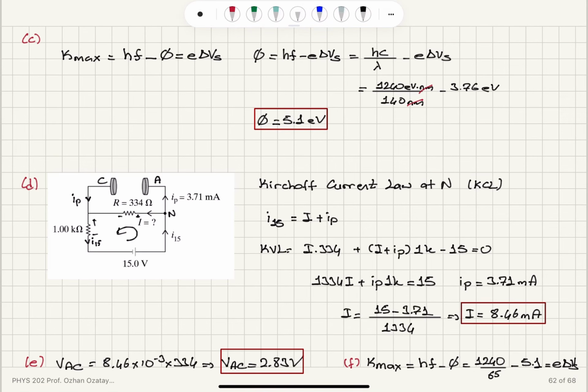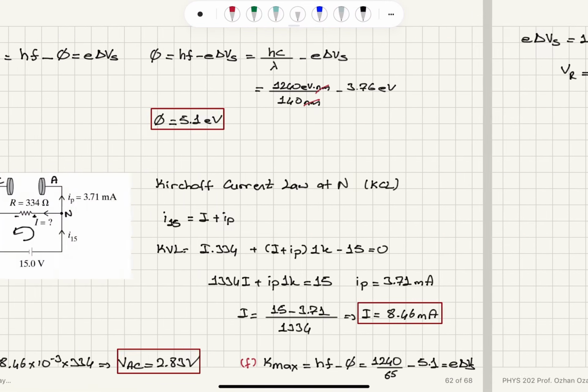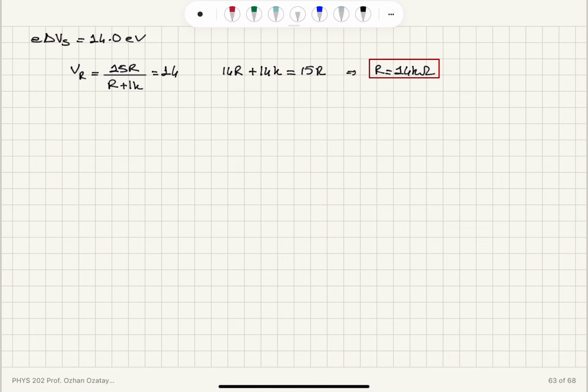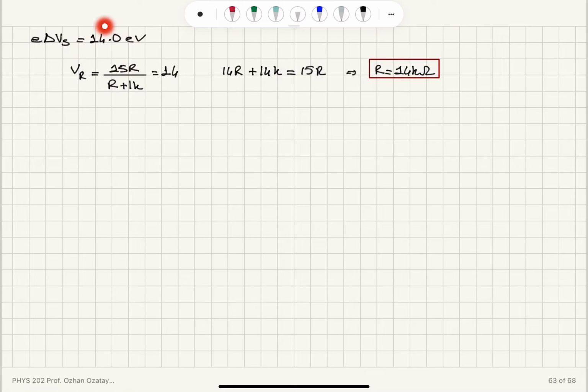Okay, so the switch was thrown back to position B, which means I have this equivalent circuit, but now this is R, and I know the potential difference between anode and cathode. So I use the same voltage divider. It's R times 15 over total resistance. That's the voltage VCA, and VCA is going to be 14 volts, so we will have the stopping potential for energy 14 electron volts. That means VAC would be minus 14 volts actually.